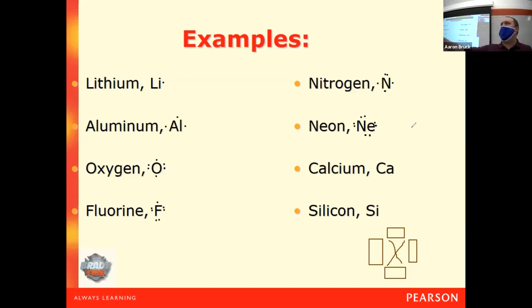Calcium. Calcium is in group 2, group 2A. 2 dots. Doesn't matter where you put them. They just need to be 2 single dots separated from each other. Silicon. Silicon's in group 4, 4A. 4 valence electrons. 1, 2, 3, 4. All 4 of those dots do need to be separate. All right, any questions about these examples? All right, I invite you to try some on your own then.